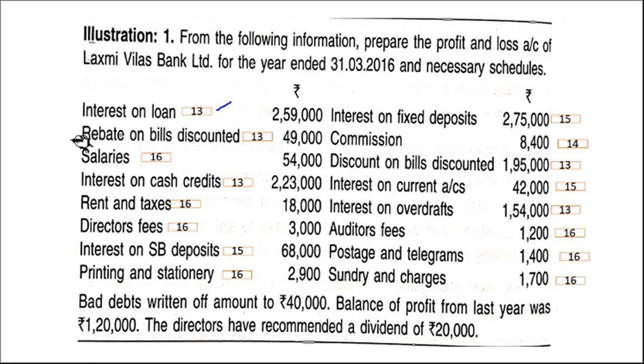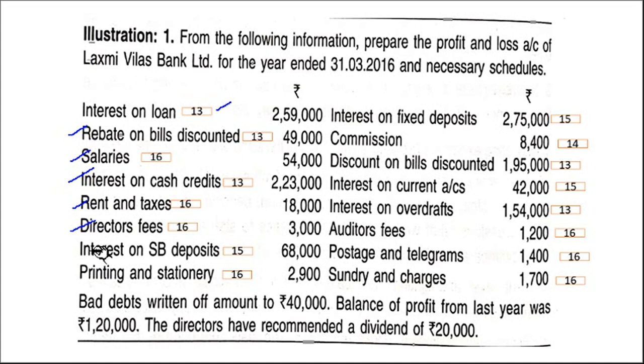So this you have seen in the previous problem also. Okay, bills discounted is income, rebate we are deducting. Then salaries. Salaries 16. That is operating expenses. Interest on cash credit. So the bank is giving the cash credit and we are getting the interest. Income. So it is interest earned 13. Rent and taxes, operating expenses, directors' fees, operating expenses, interest on SB deposits.